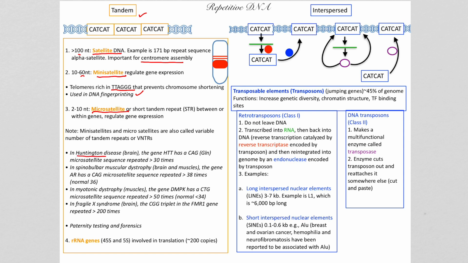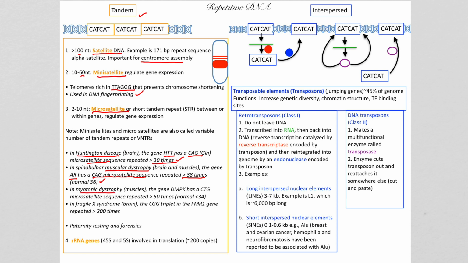For example, in Huntington disease, the gene HTT has a CAG microsatellite that is repeated more than 30 times. Usually in normal, undiseased patients, this number is less than 30. But once these repeats become more than 30, it's associated with the disease. Similarly, in certain forms of muscular dystrophy, the androgen receptor gene, or AR, has a CAG microsatellite that is repeated 38 times, and normal is 36.